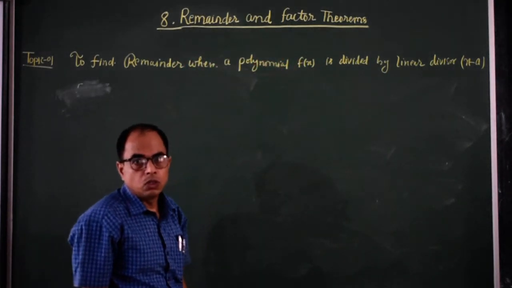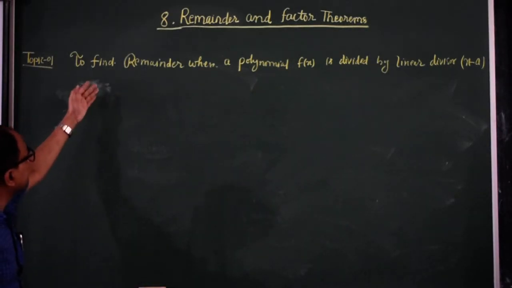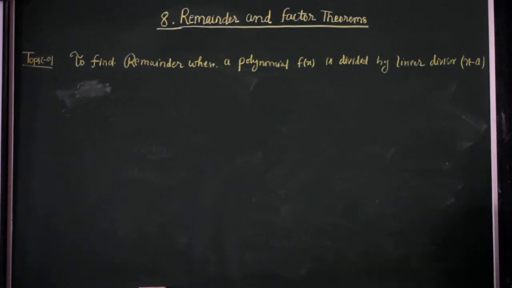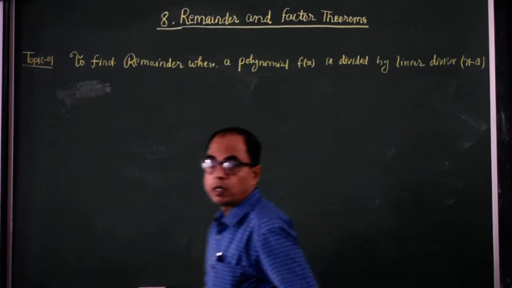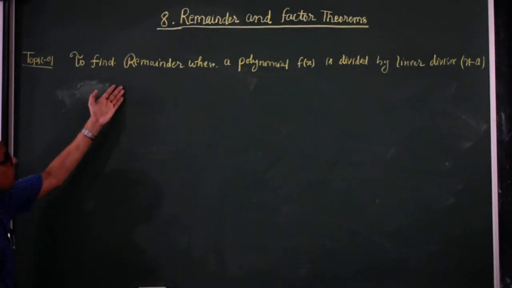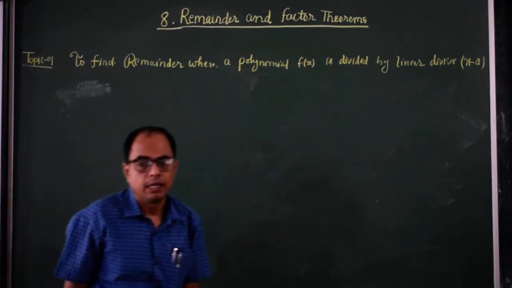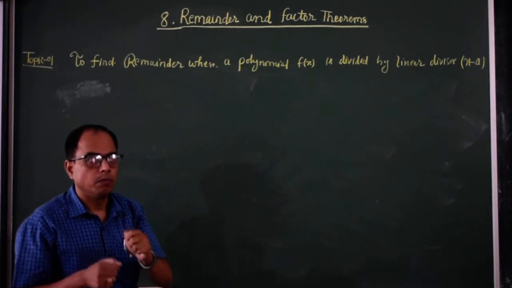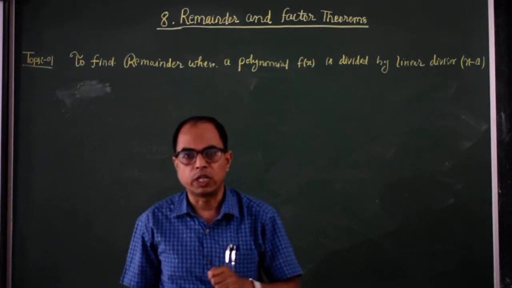Clear? So, let us start topic 1, to find the remainder theorem. Topic 1: to find the remainder when a polynomial f(x) is divided by a linear divisor x minus k. Now you are familiar with the terms dividend, divisor, remainder, quotient.